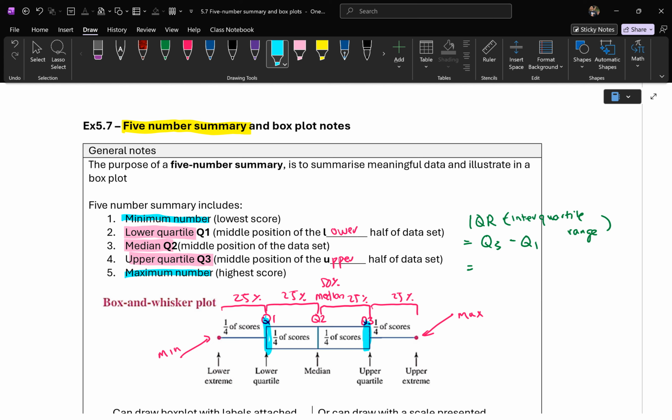So in a way, if you think about it, Q3 is 75% because 25 plus 25 is 50, and 50 plus another 25 is 75%. So you're saying take 75% of the data and then minus 25% of the data. So what you're left with is from here to here, that's 50%. So why do we do that?